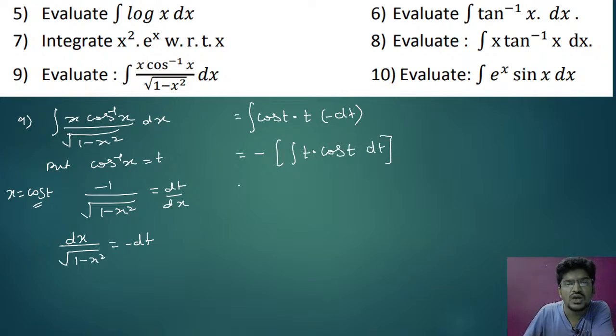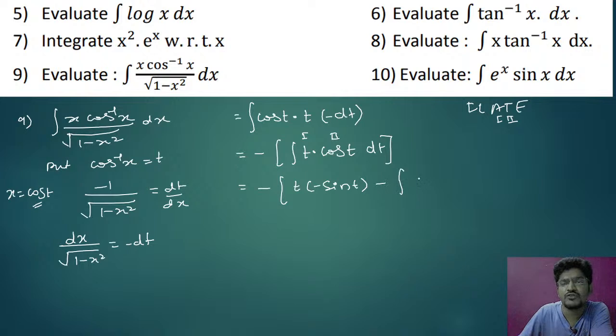Clear? So now this will be equal to minus, you can see ILATE form. Again you can see ILATE form. Algebraic is first function, trigonometric is second function. So t will be first function, cos t will be second function. Now write first function as it is. What is integration of cos t? That is minus sin t. Right?